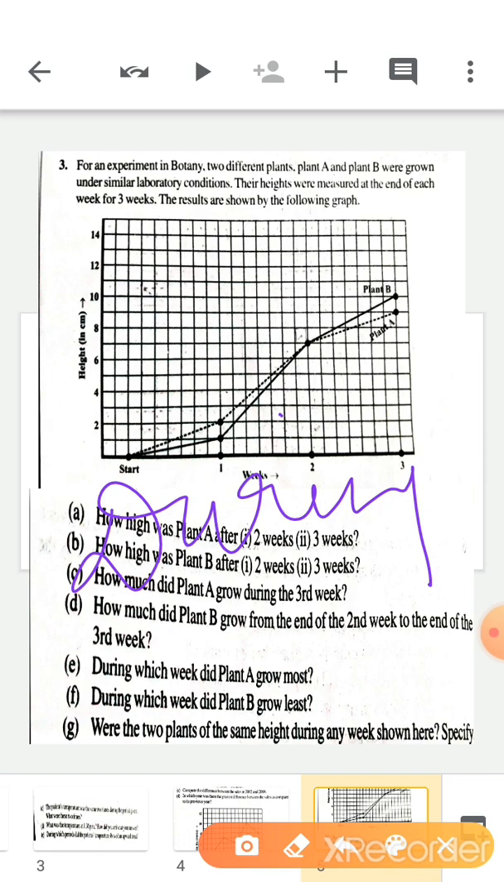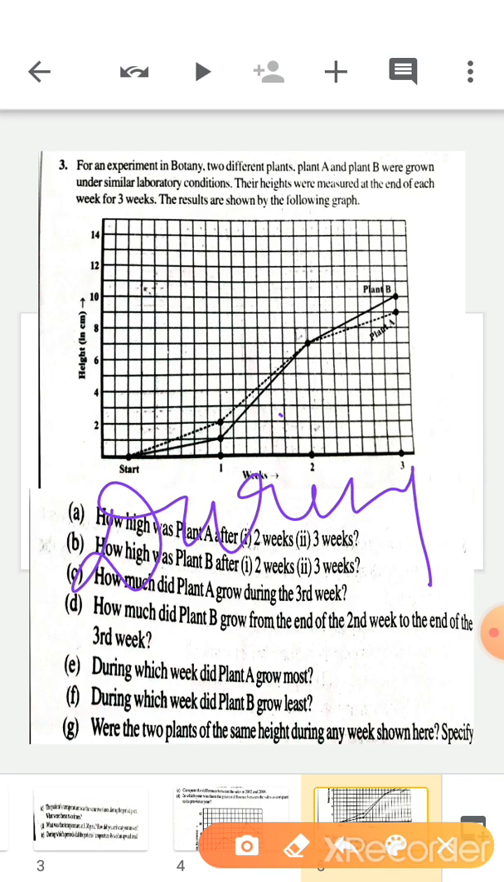Okay, now where were the two plants the same height during any week shown here? So at which place, at which week, are the plants at the same height?